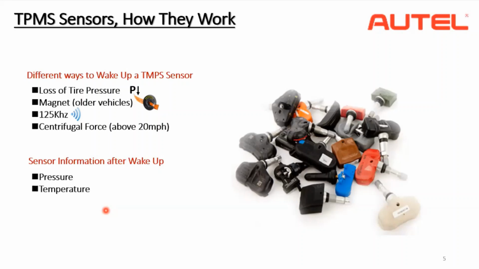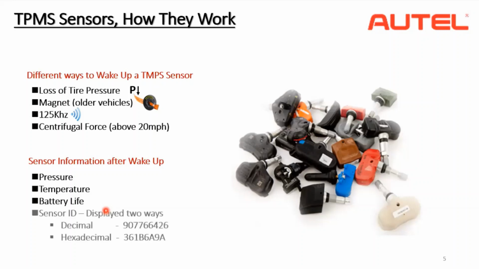So the air temperature inside the wheel can be measured using this system. And the next one is battery life. As I told you, the direct TPMS system works with the battery. So we could know if the battery is weak or in a good state if we wake up the sensor. So these are the info.